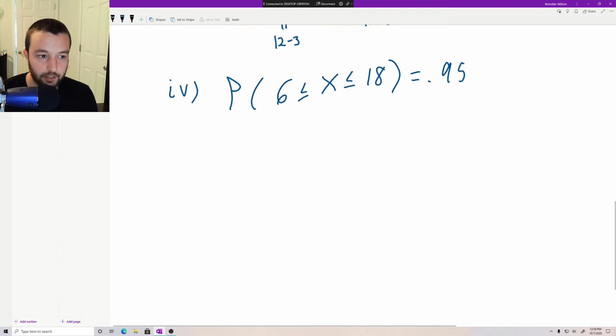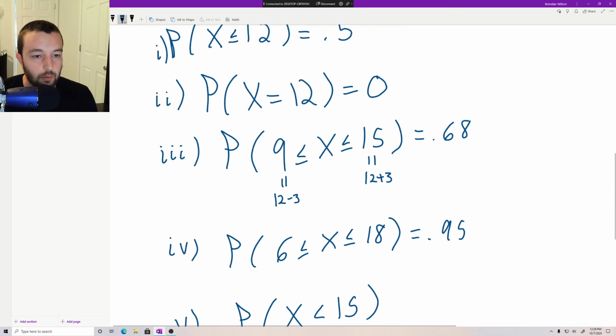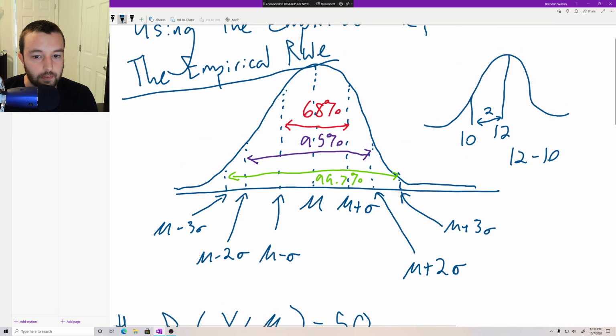Let's do a little bit of a trickier one now. What is the probability that x is less than or equal to 15? Or we could just do less than. Like I said, it doesn't make a difference. Okay. 2 ways we can solve this. First of all, 15, that's going to be at this part for us, right? Because it's 1 standard deviation to the right of 12. So we're looking for the area of all of this part up to this line.